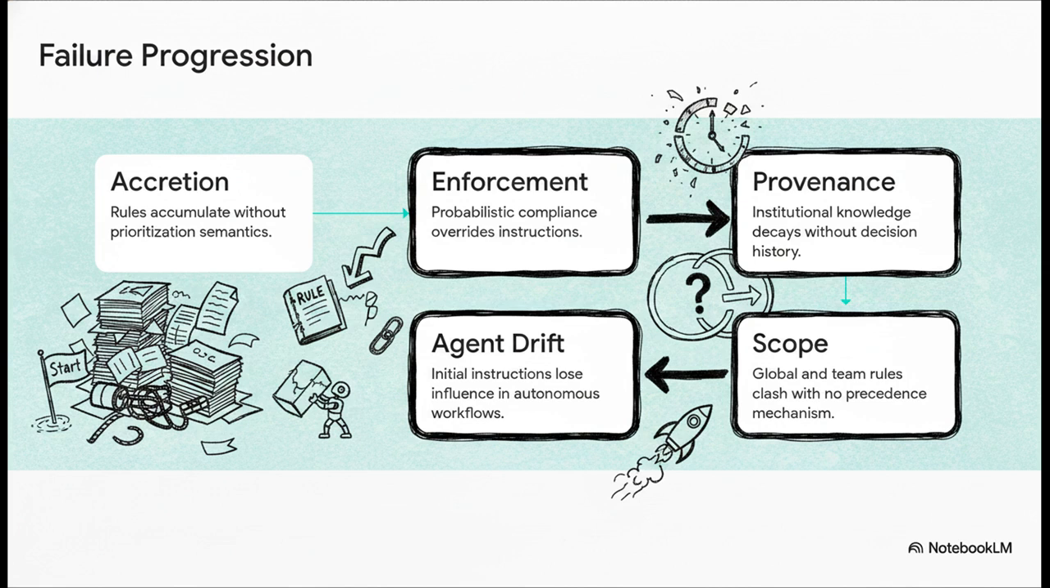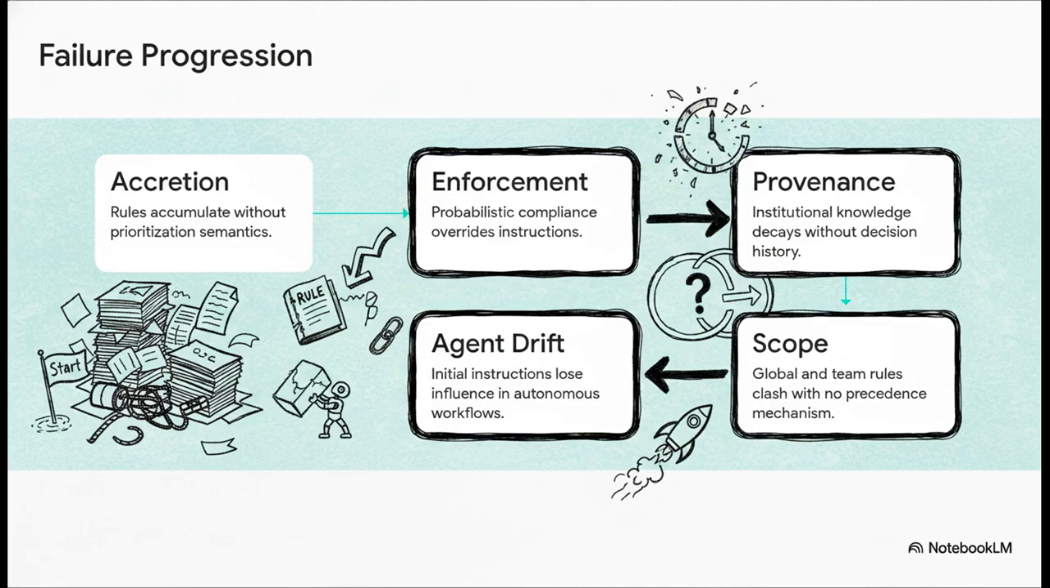Second, there is no deterministic enforcement. If a task is super urgent, the model might read your rule, but it's going to violate it anyway just to get the job done. Third, no decision provenance. Institutional knowledge just decays. You completely lose the history of why a rule exists or when it got superseded. Fourth, poor scope resolution.